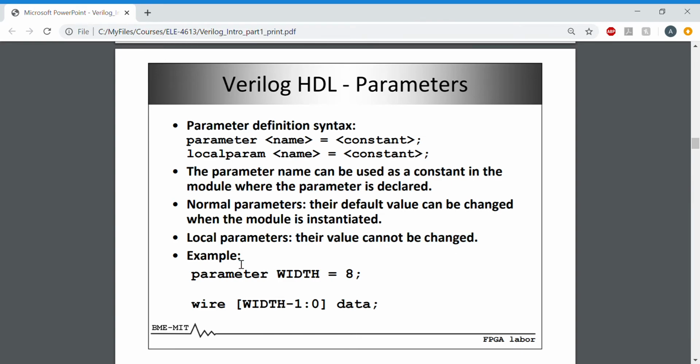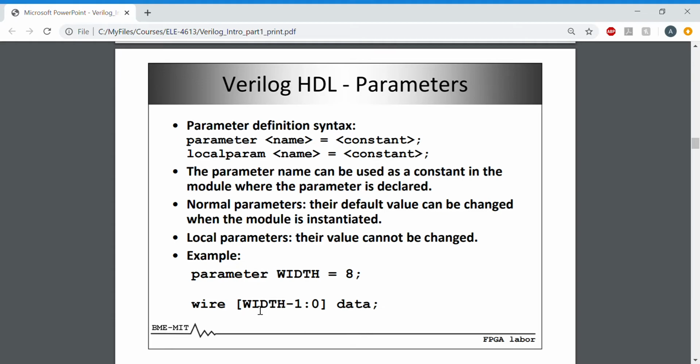But indirectly, you can define a local parameter as a function of a parameter. So you can say local parameter alpha equal beta minus 2, where beta is a parameter that was defined earlier, parameter beta equal 3, for instance. All right, so this illustrates the use of a variable width, kind of. The width is not variable when your circuit is running. It is variable when you are instantiating it, right?